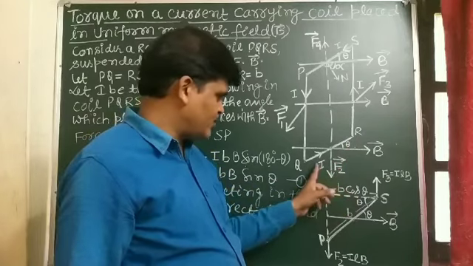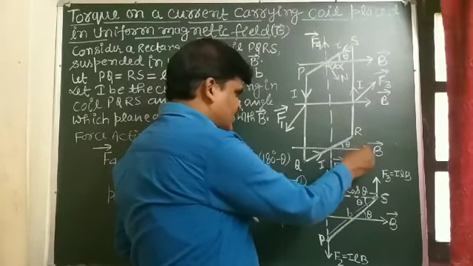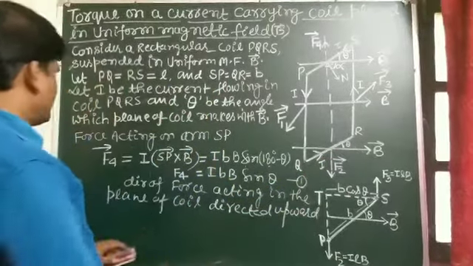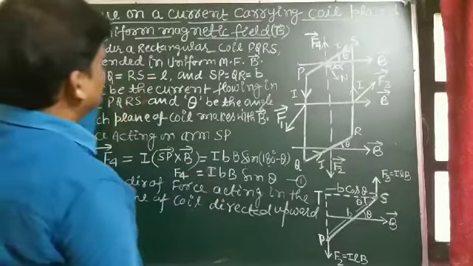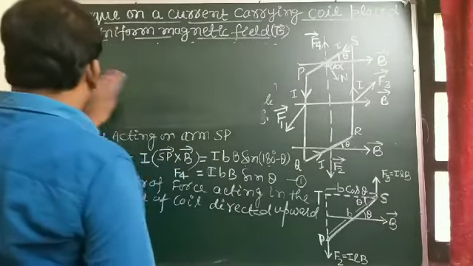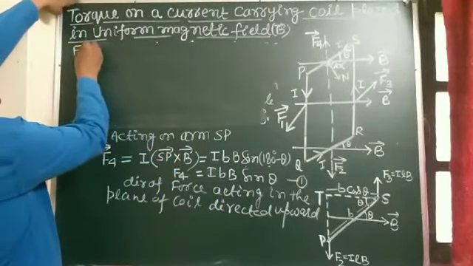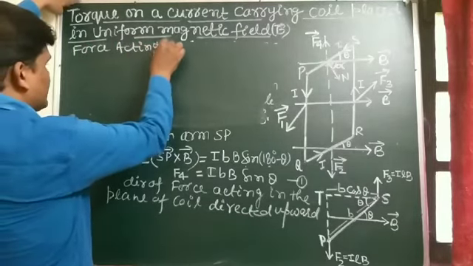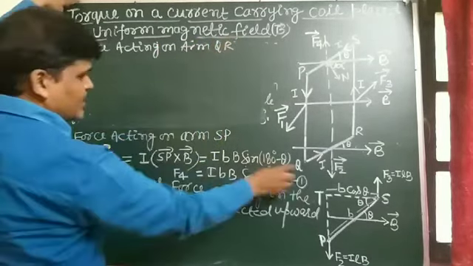And student, now I am going to find the force on arm QR, which is denoted here by F2. The current flowing is I, and here for QR the current element makes an angle theta. So here sin theta only we use. So similarly, the force acting on arm QR can be written as follows.